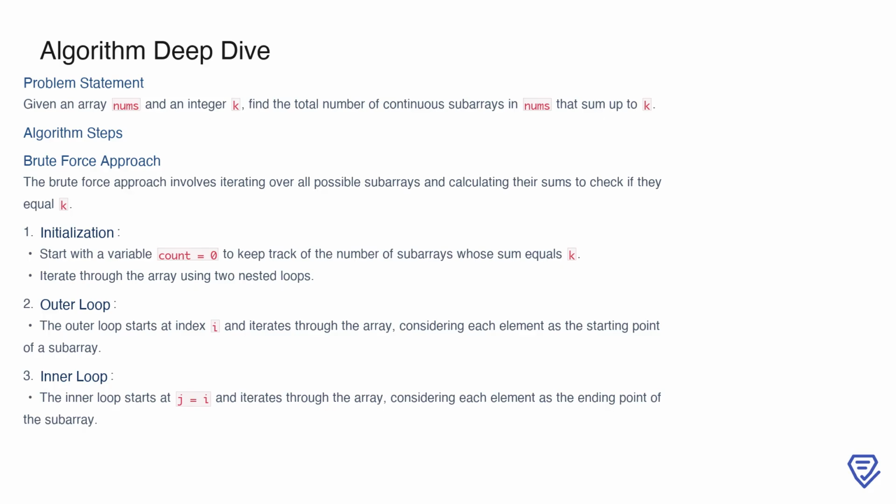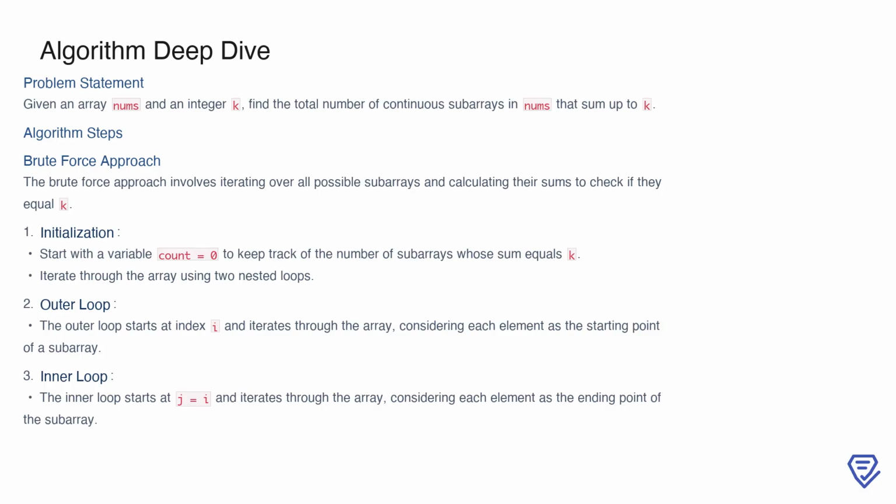The problem asks us to find the total number of continuous subarrays in an array that sum up to a given integer, k. To start, we can use a brute force approach. This involves iterating over all possible subarrays and calculating their sums to check if they match k. First, we initialize a variable, count, to 0. This will keep track of the total number of subarrays we find that meet the condition.